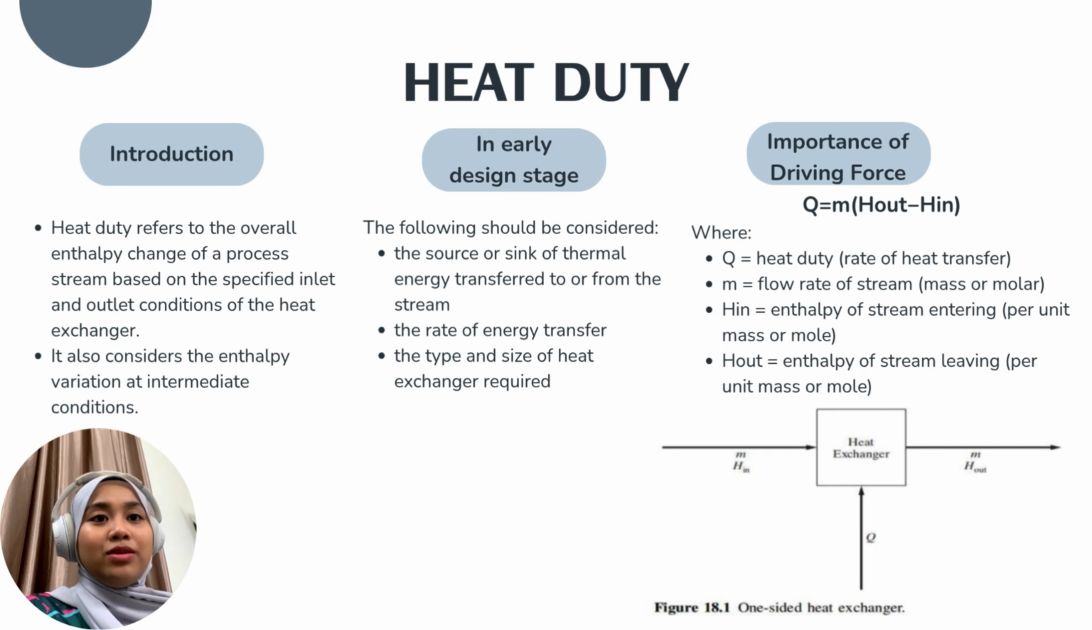So starting with heat duty, this refers to the amount of heat that needs to be transferred in a heat exchanger. It is determined based on the enthalpy change between the inlet and outlet stream. This is important because it helps us to estimate how much energy is needed and what size of heat exchanger is suitable for the process. So the equation is Q equal to m(H out minus H in), which shows that the heat transferred depends on the flow rate and also the enthalpy difference.